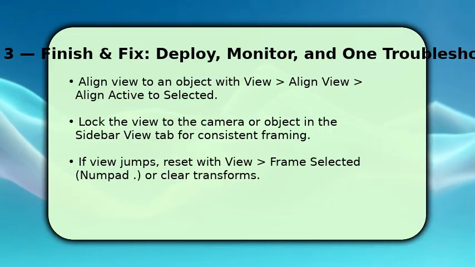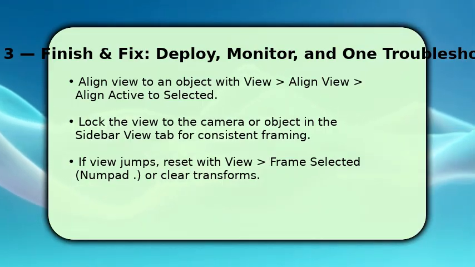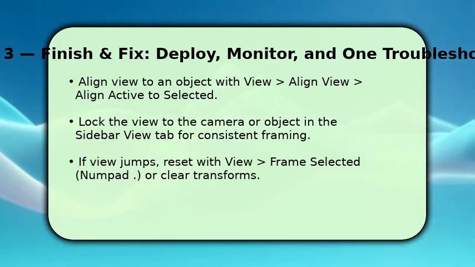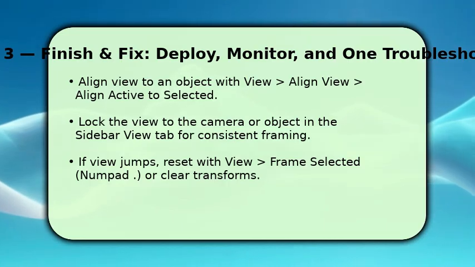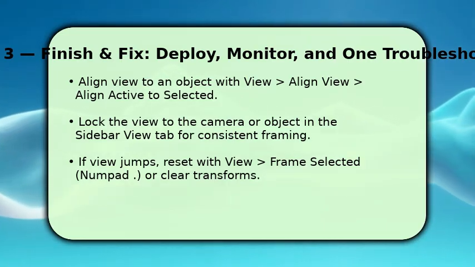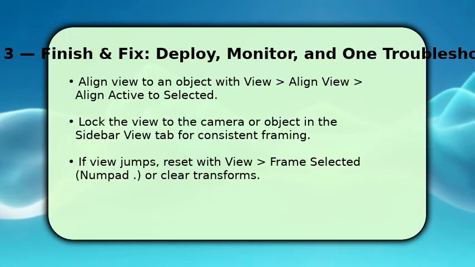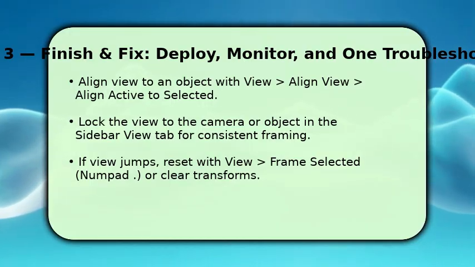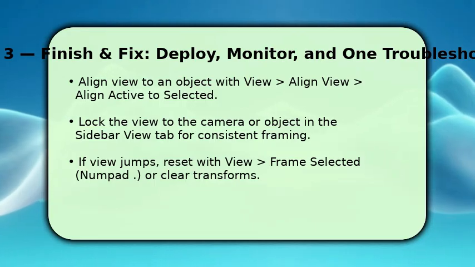To keep the view steady while editing, open the Sidebar View tab and lock the view to the camera or to the selected object. If the view unexpectedly jumps, use View Frame Selected or press numpad period to refocus. And if necessary, clear viewport transforms to restore normal navigation.